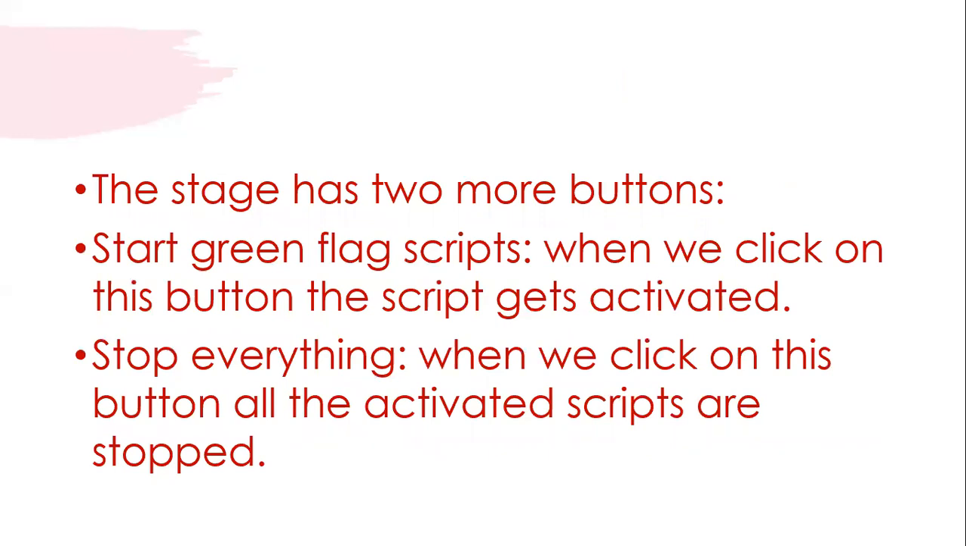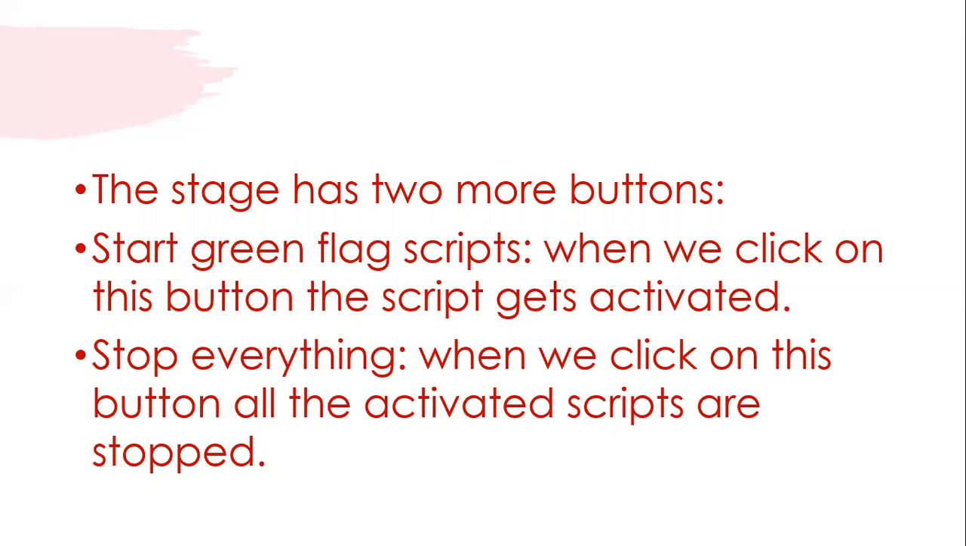this particular stage also has two more buttons, a green flag and a stop everything button. The green color flag means that whenever we click on that start green flag button, the script will be activated. And whenever we click on the stop everything button, the scripts will be stopped. Okay. So now I'll show you the Scratch screen.